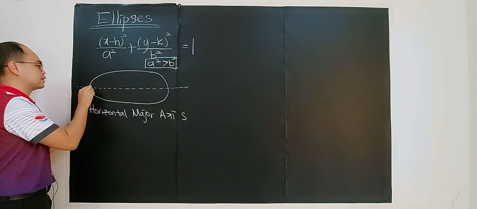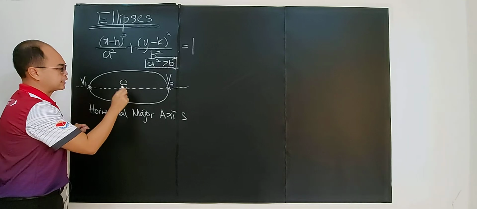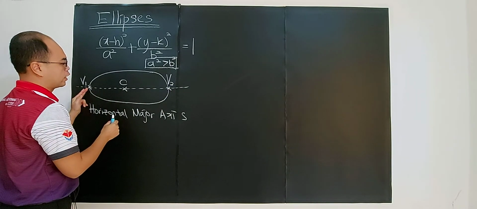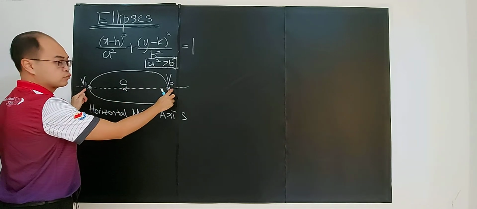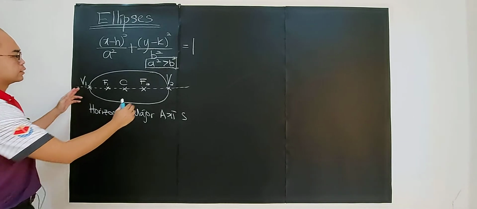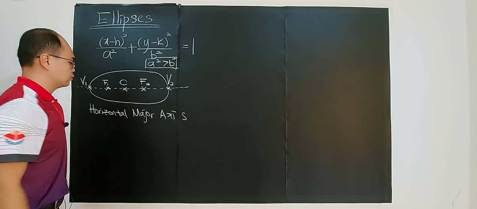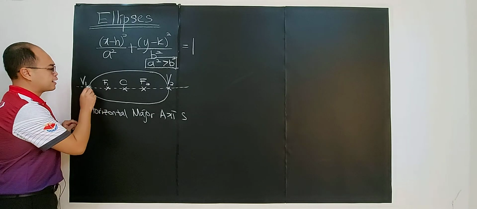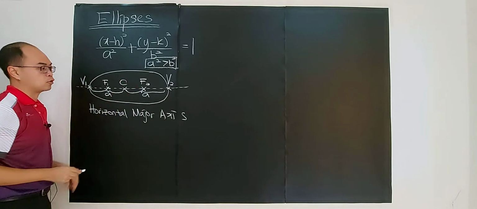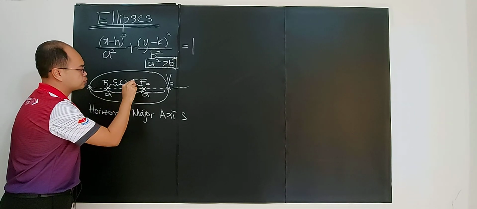Along the horizontal major axis, it always has vertices. It will have two vertices. The center will divide this major axis into two equal parts. This will be the midpoint between the two vertices, and also the midpoint between the two foci. So this is the vertex, this is the focus, and this will be the center, and this will be your horizontal major axis. The length from the vertex to the center is always represented by a, and the length from the focus to the center will be c, the focal length.